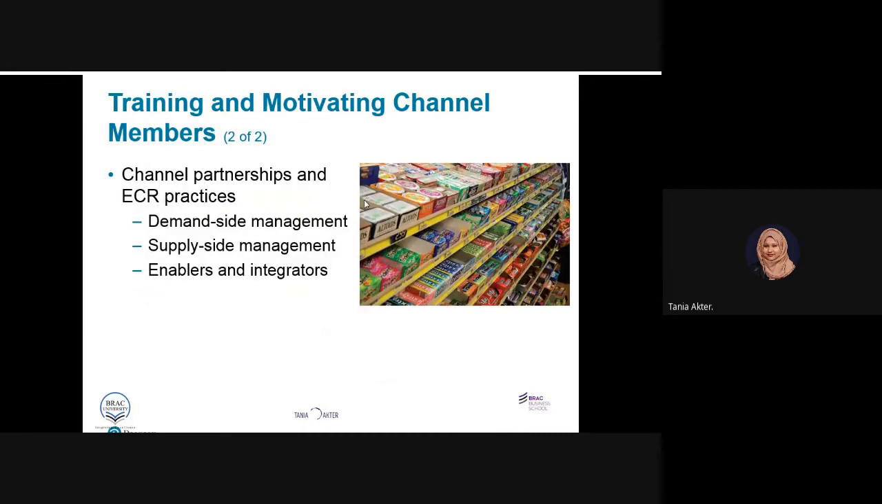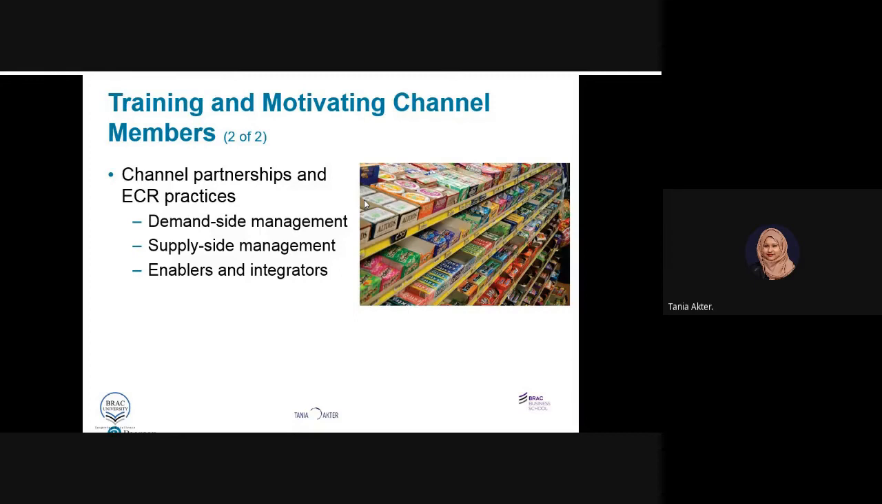Moving ahead to channel partnership, in maintaining the partnership with the channel members, we need to focus on efficient customer response practices. This is in terms of three ways: demand side management, supply side management, and enablers and integrators. In demand side management, the intermediaries try to stimulate consumer demand by promoting joint marketing and sales activities.